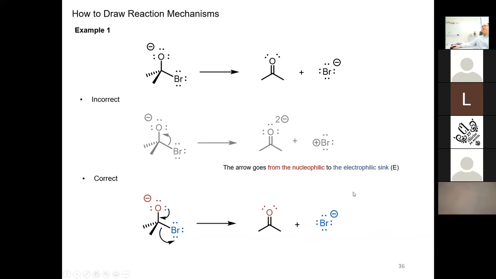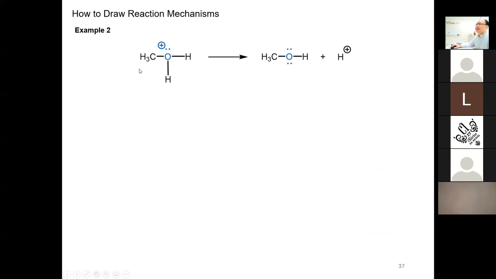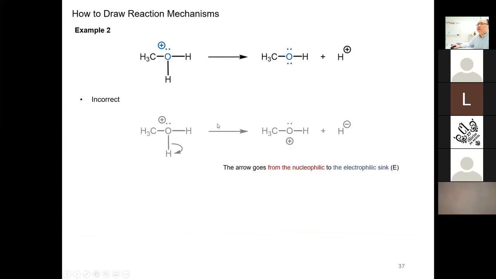The second example is the deprotonation of the positive charge here. You have protonated methanol, and you want it to become methanol. Positive becomes neutral. The wrong way to draw this is that this bond breaks but gives electrons to the hydrogen. Why is it wrong? Because the arrow must go from the nucleophile to the electrophile. The oxygen already has a positive charge, so it's an electrophile.